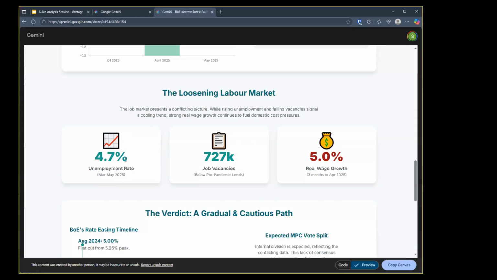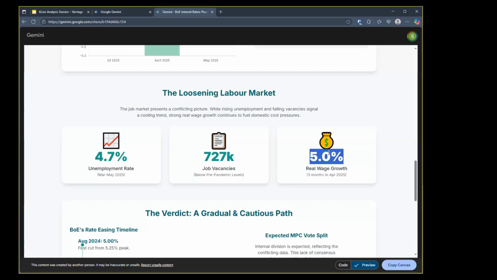Okay, unemployment rate at 4.7%. Again, yesterday we talked about this. 4% is the structural unemployment rate. So not too big an issue right now, but something that we want to watch out for. Job vacancies, 727K, and this is below your pre-pandemic levels. Okay, that's a concern. And your real wage only at 5%.